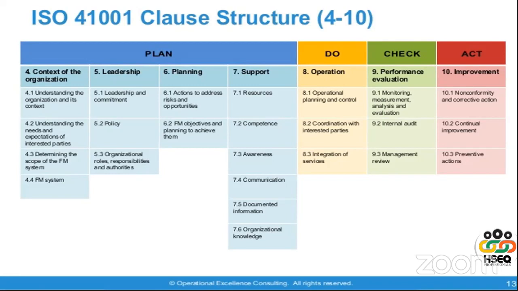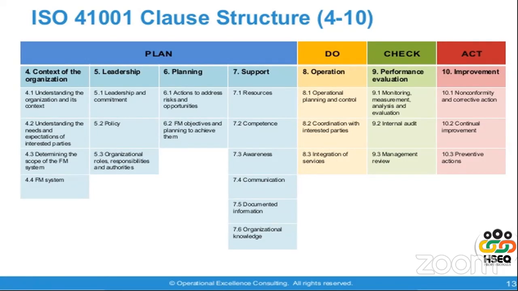When we see the standard, it starts from the context of the organization, understanding the organization and its context. Context means what your organization is all about, what it does, who its suppliers and customers are, and what products and services you are providing. Then you need to determine the internal and external issues of your organization so that you can evaluate the risk from them. Then, very importantly, you need to determine the needs and expectations of your interested parties and see what they need from you. Then the scope of the facility management system and the processes related to it.